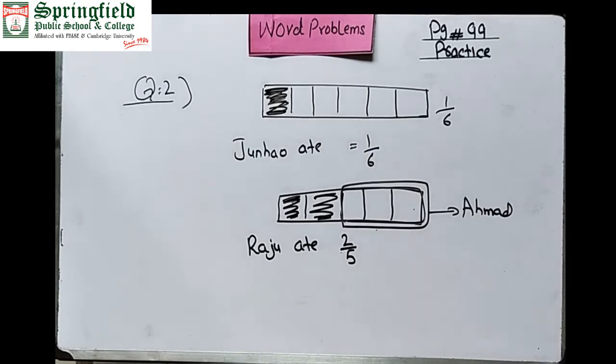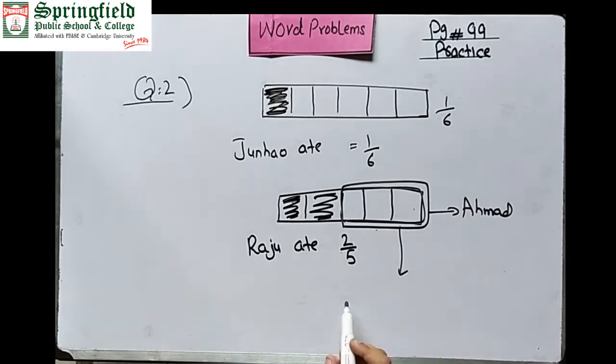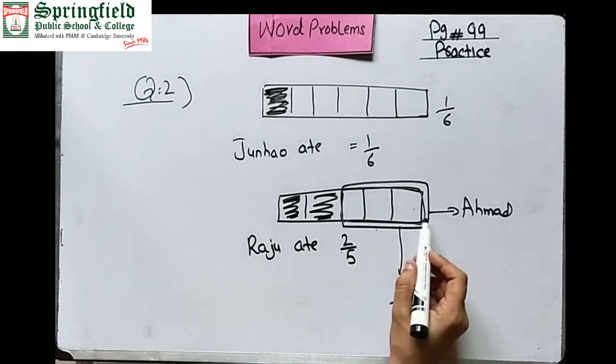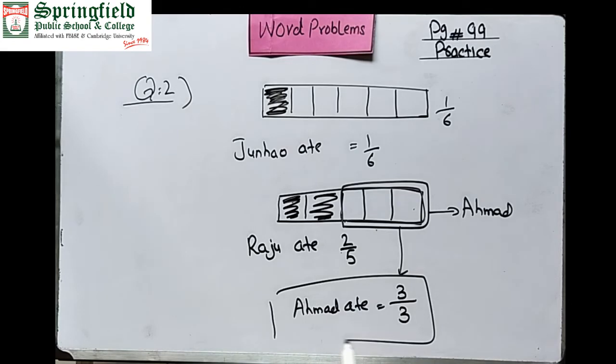So what fraction of the cake did Ahmed eat? 3/3. 3 out of 3. So Ahmed ate 3/3. Fine. And this is your final answer. Understood, beta? Okay. Now come to question number 3.